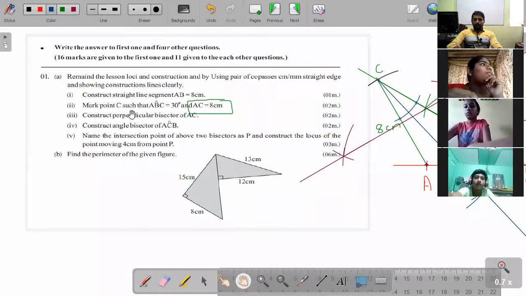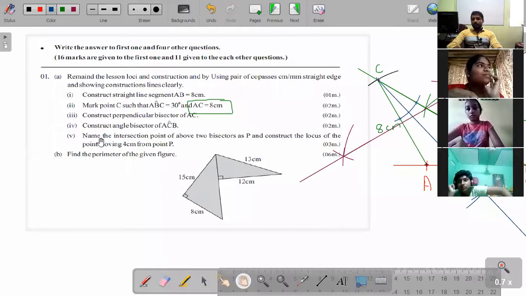Okay, that's the angle bisector. That means 4th part. Another 2 marks you can get. Then look at the last part.